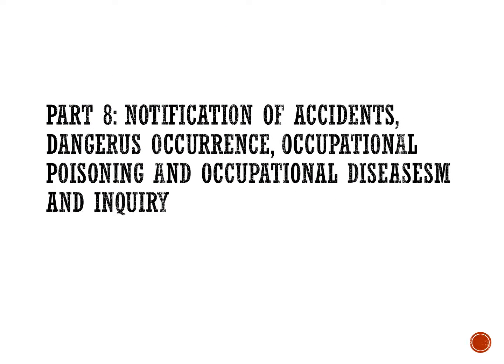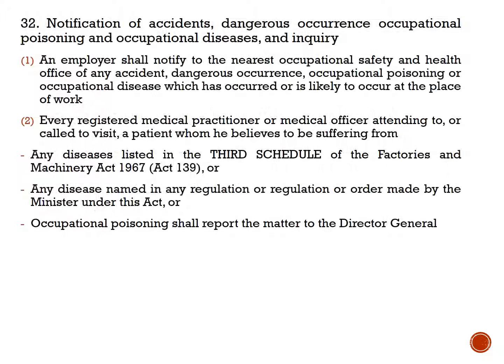Part 8. Notifications of accidents, dangerous occurrence, occupational poisoning, and occupational disease, and inquiry. In Section 32, an employer shall notify the nearest Occupational Safety and Health Office of any accident, dangerous occurrence, occupational poisoning, or occupational disease which has occurred or is likely to occur at the place of work.